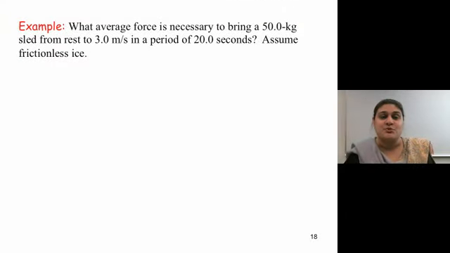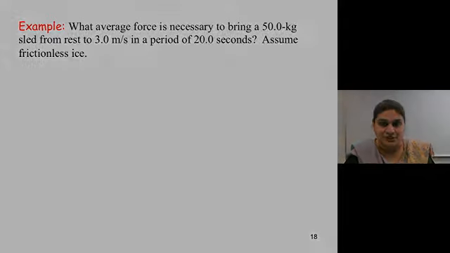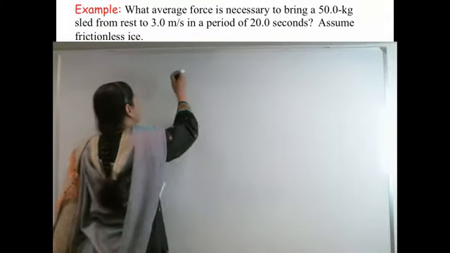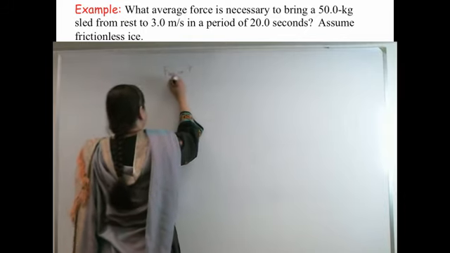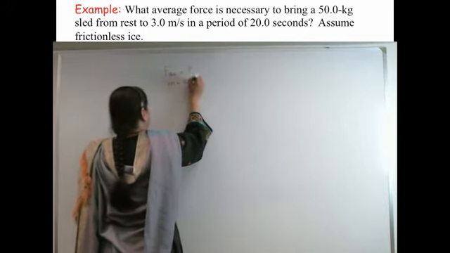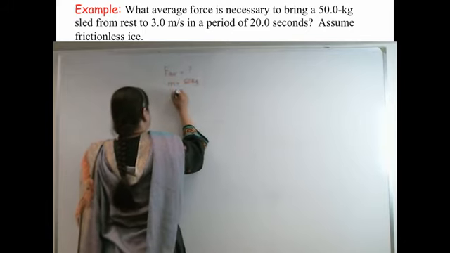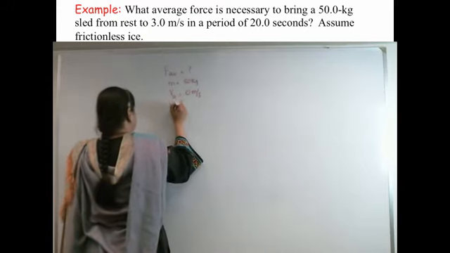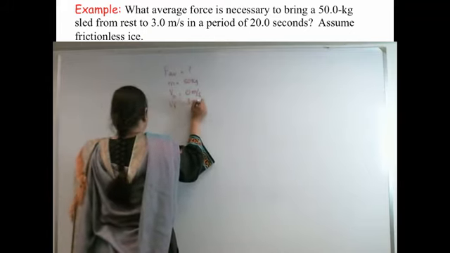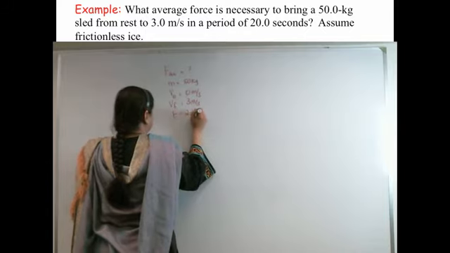The next question is, what average force is necessary to bring a 50 kilogram sled from rest to 3 meters per second in a time of 20 seconds? Assume that the ice is frictionless. So in this question, it's asking me for average force. It's giving me the mass equal to 50 kilograms. The initial velocity is equal to 0 meters per second because it says it's at rest. Final velocity is 3 meters per second, in a time of 20 seconds.